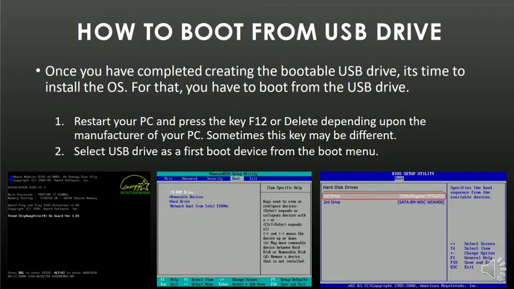How to boot from USB drive. Once you have completed creating the bootable USB drive, it's time to install the operating system. For that, you have to boot from the USB drive. 1. Restart your PC and press the key F12 or Delete depending upon the manufacturer of your PC. Sometimes, this key may be different. 2. Select USB drive as the first boot device from the boot menu. Look at the picture.